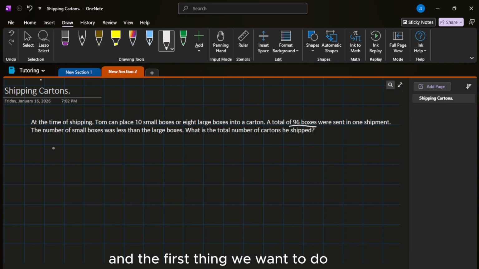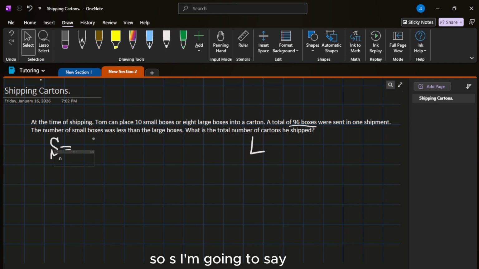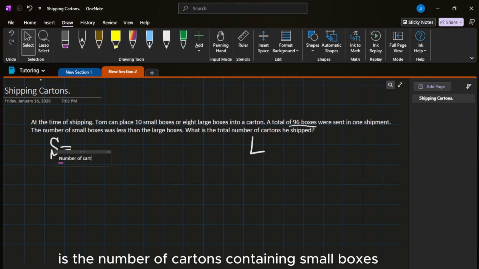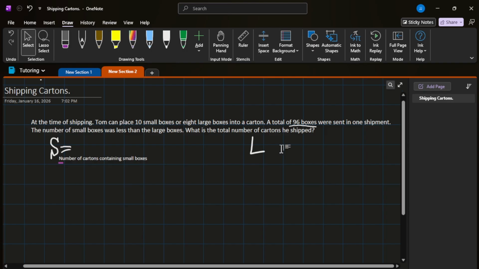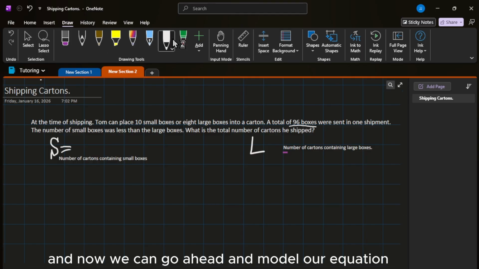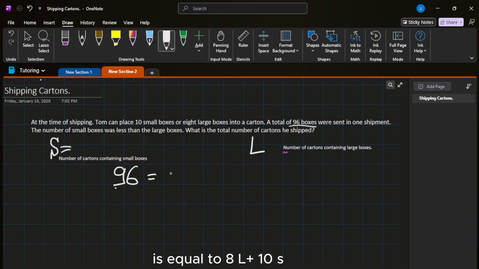solve this riddle together, and the first thing we want to do is to define our variables. So I'm going to define the variable S, and I'm also going to define the variable L. So S is the number of cartons containing small boxes, and L is the number of cartons containing large boxes. And now we can go ahead and model our equation. 96, which is the total number of boxes, is equal to 8L plus 10S.